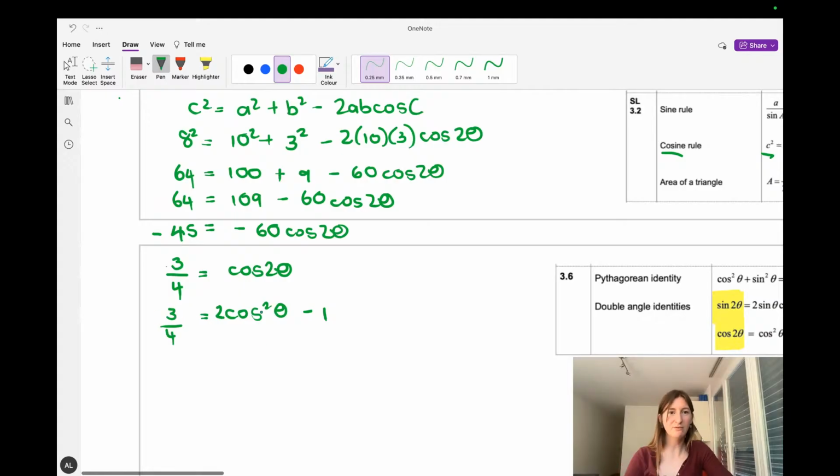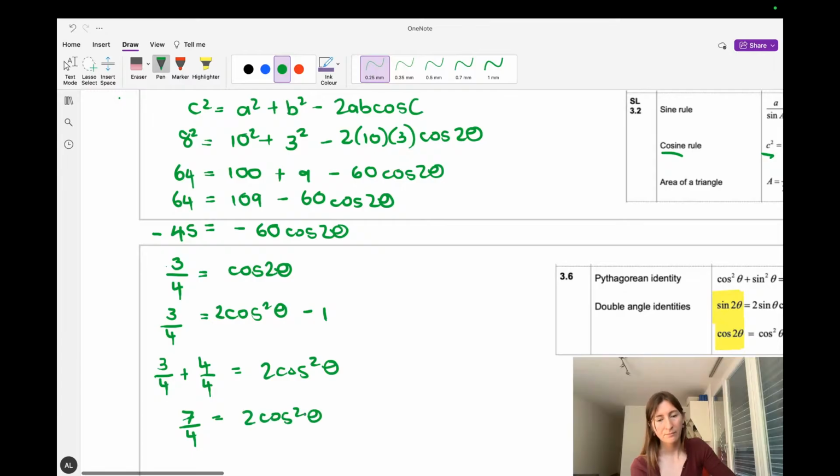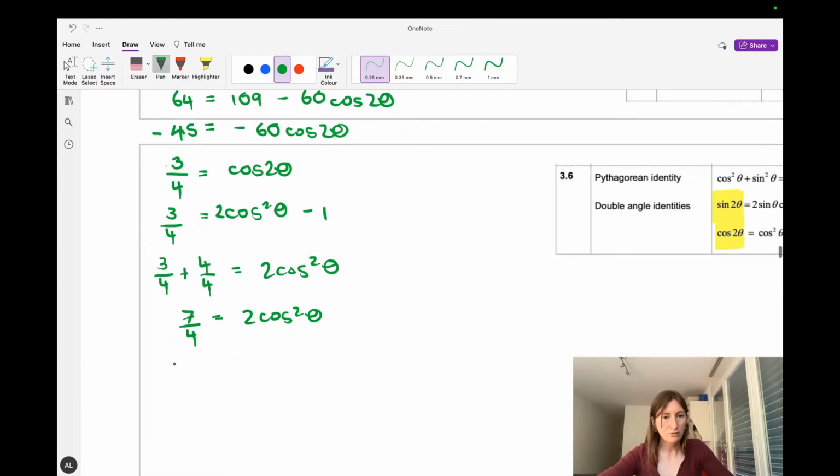Okay, and now this is something we can figure out. We can figure out cos theta. So let's rearrange. We're going to need to add 1 to the side. So 3 over 4 plus 1. Well, if we put 1 with a denominator of 4, it's 4 over 4, equals 2 cos squared theta. That gives us 7 over 4. Then we need to divide by that 2. So if we divide by 2, that gives us 7 over 8 equals cos squared theta. Final step, square root that side, 7 over 8, cos theta.